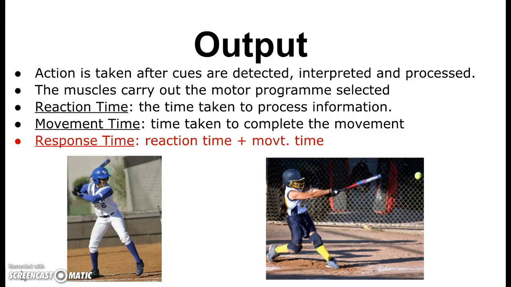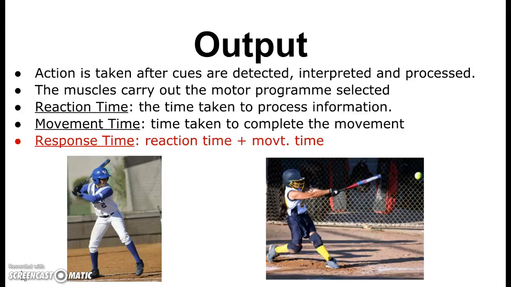Once the cues have been detected, interpreted and processed, the athlete will make a decision about what action to perform. From the brain, a message is sent to the muscles to carry out a particular motor program or action. The action involves a number of different parts. First of all, reaction time, which is the time taken to process the information. Movement time is the time taken to complete the movement. Those two combined is what's called the response time: the reaction time plus the movement time.